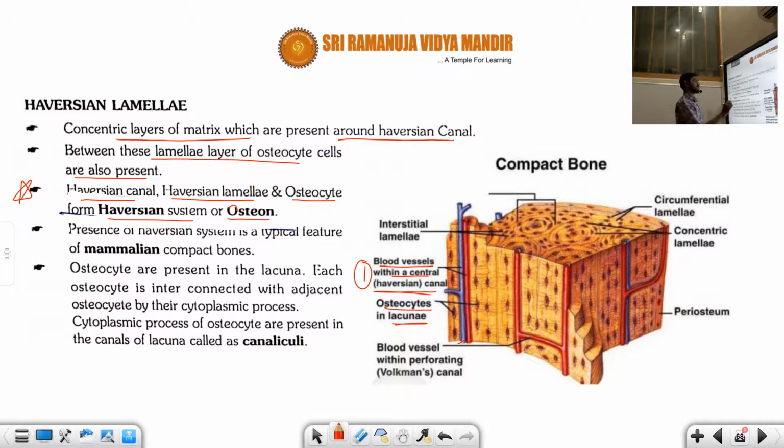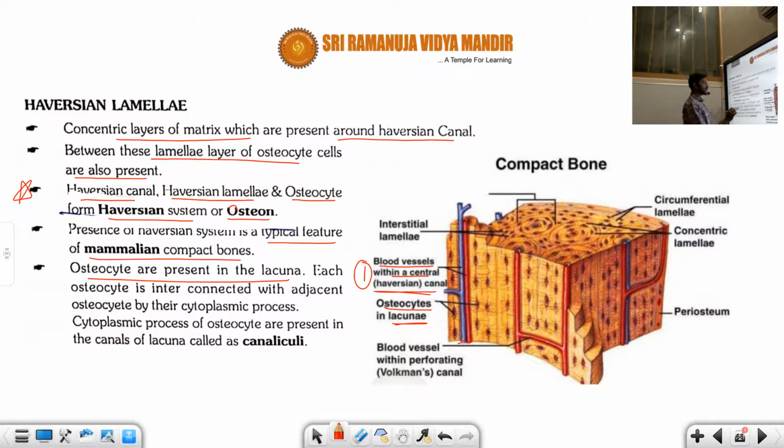And the presence of the Haversian system is a typical feature of mammalian compact bone. So this is a very important point. The presence of the Haversian canal is of major significance for the mammalian compact bone. Osteocytes are present in the lacuna. I told you already, osteocyte is a bone cell. It is present in the space. That space we call the lacuna.